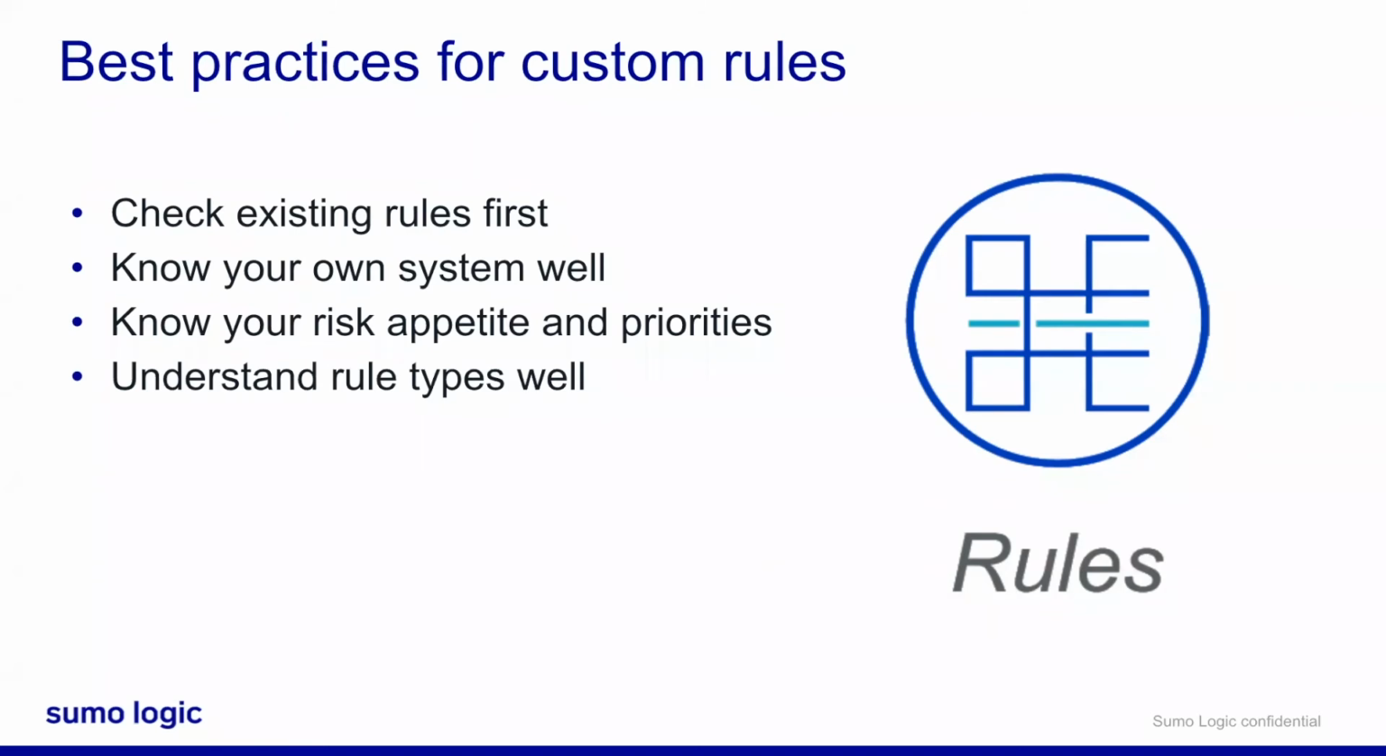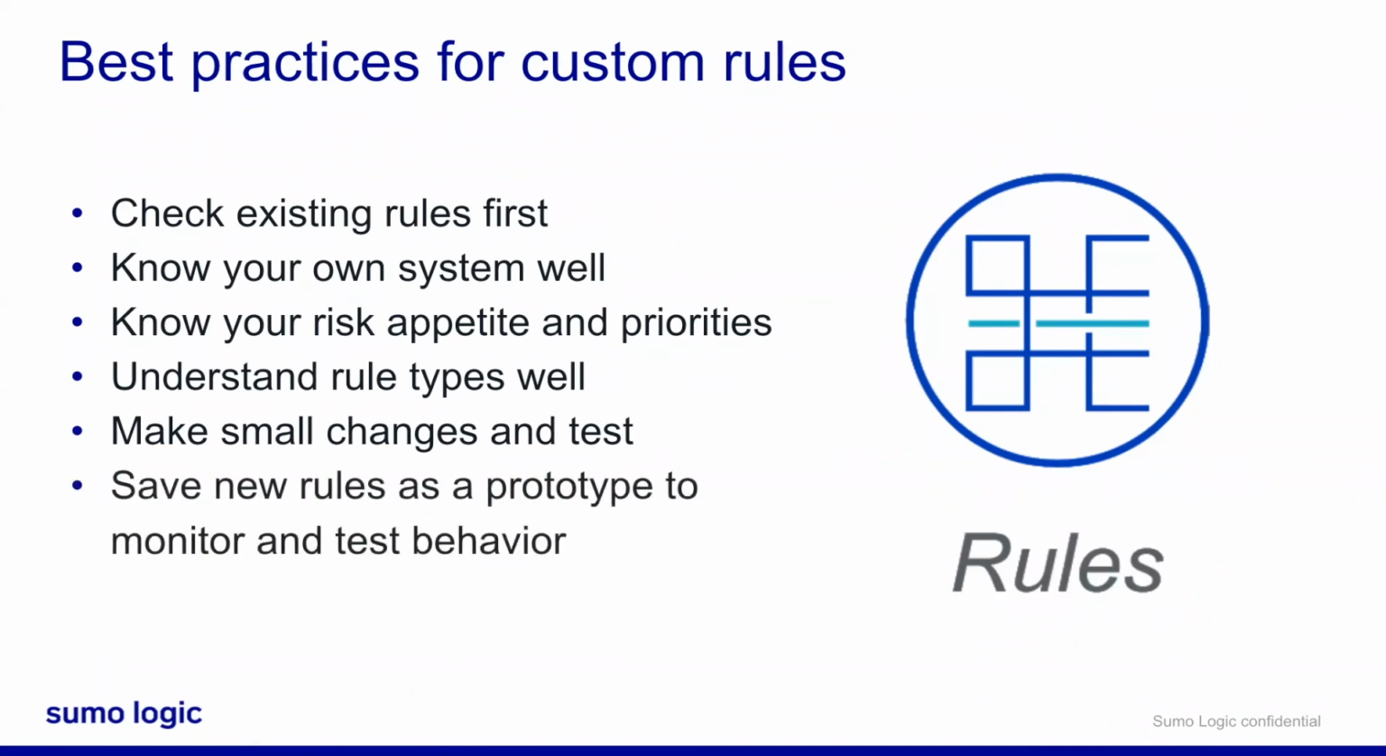As a best practice, when you do write a new rule or edit an existing one, make small changes. For example, instead of decreasing a severity score from an 8 to a 2, try decreasing it from an 8 to a 7 and monitoring the change for a while to get a better feel for what's going on. And then finally, the last one here is the best practice around saving all new rules as a prototype. This is going to allow you to monitor the rule's behavior without creating new insights and alerts, and is highly encouraged when you create a new rule.